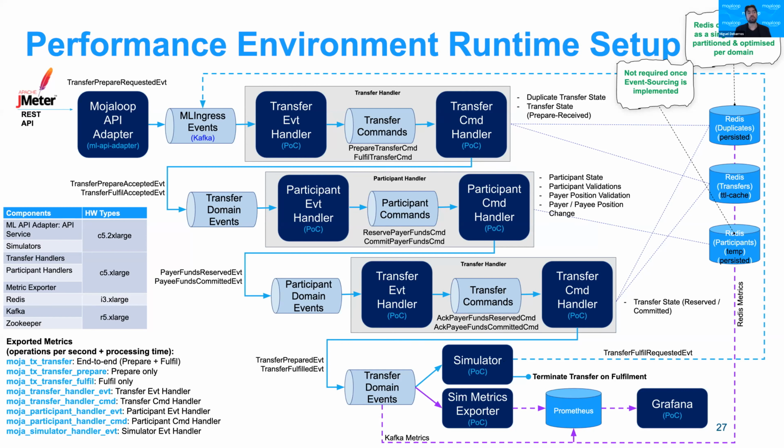And at the bottom left, you can also see just a summary of the metrics, or some of the metrics that we're exporting. So we're basically capturing the operations per second and the processing times of the end-to-end financial transfer itself, which is including the prepare and the fulfill legs. We're also capturing metrics for just the prepare leg and just the fulfill leg. And of course, we're capturing the metrics for each of those individual components, the event handlers, the command handlers, and we're able to basically see or visualize how many operations per second they are doing, as well as how long they're taking to do the processing as well.